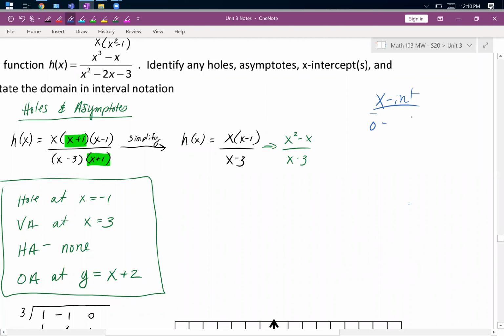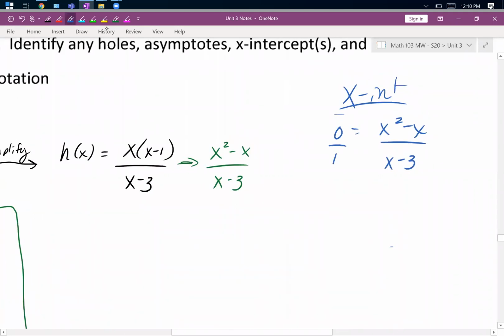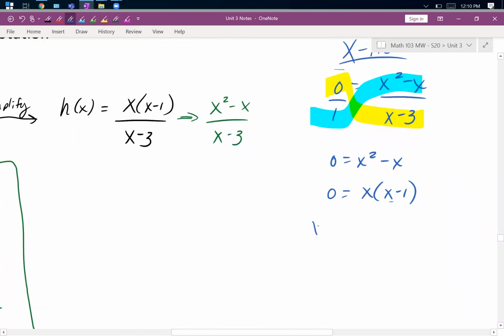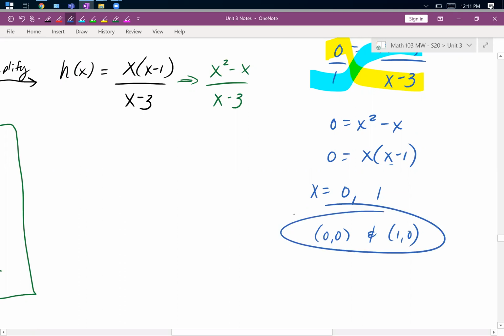All right, 0 equals x squared minus x over x minus 3. But we will still be cross multiplying. 0 times our denominator is 0, and 1 times our numerator is our numerator. We get 0 equals x squared minus x. Factoring this, we're going to get x and x minus 1. We get x to be 0 and 1, and we'll write that as ordered pairs. (0, 0) and (1, 0). Those are our two x-intercepts.